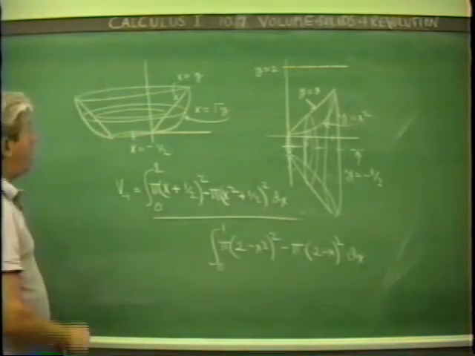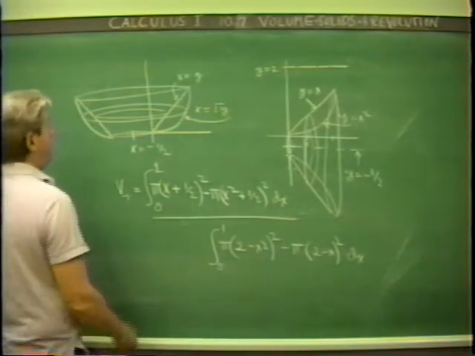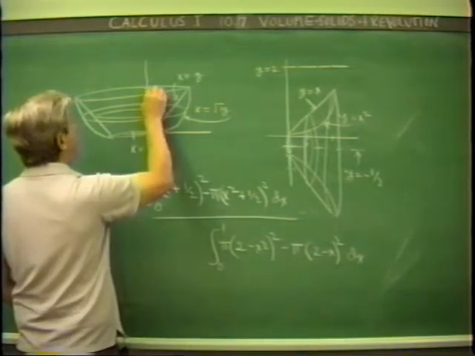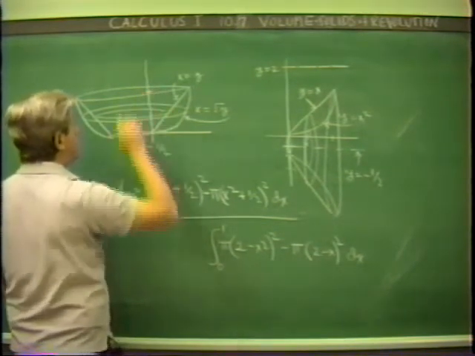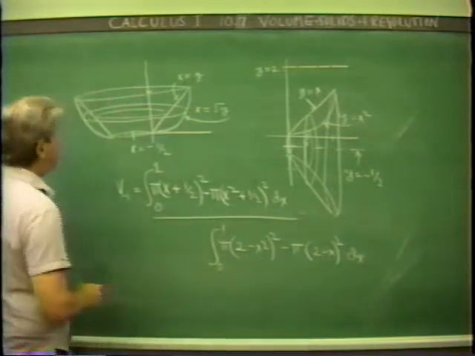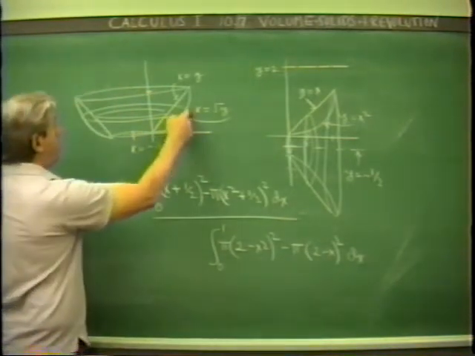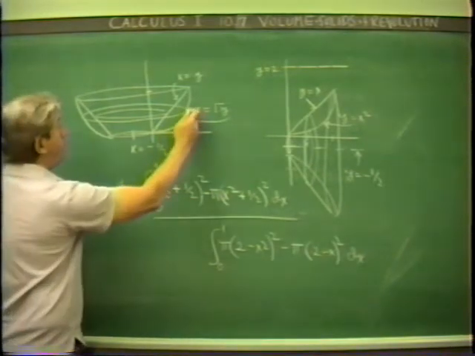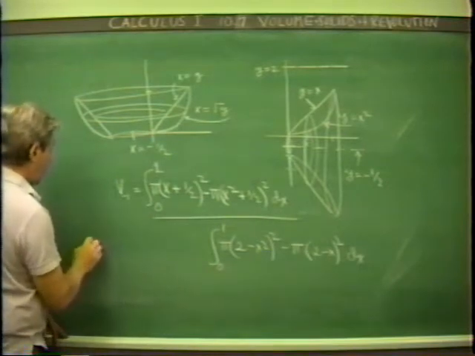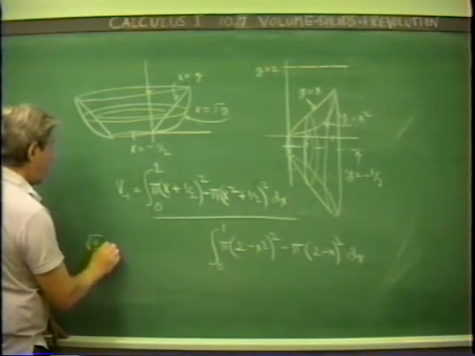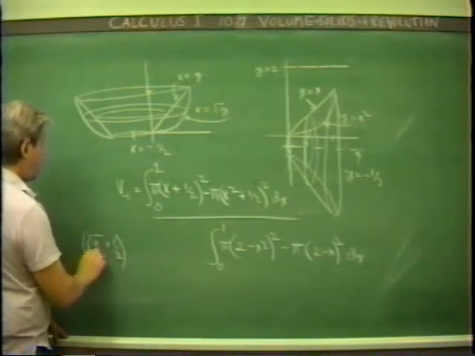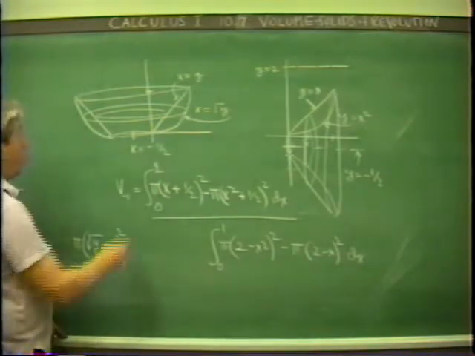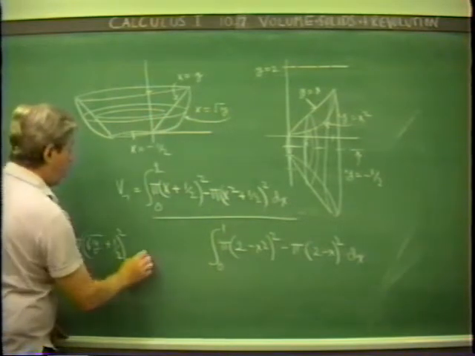The cross section would again be a washer type shape or annulus, and here we would again be going from y equals 0 to y equals 1. The outside radius here is going to be the square root of y minus a half, or the square root of y plus a half. That squared times pi is going to be the area of the outside circle.